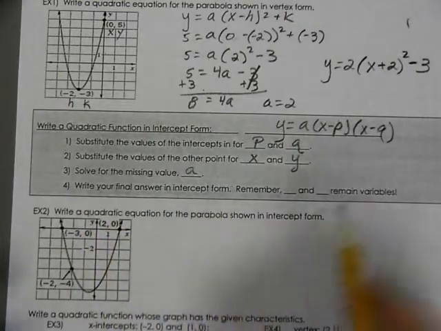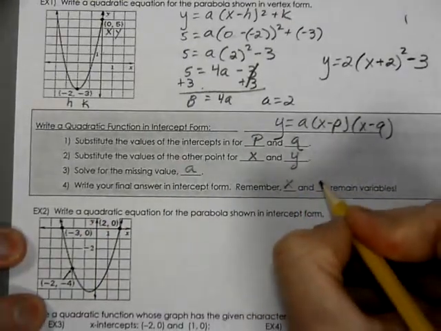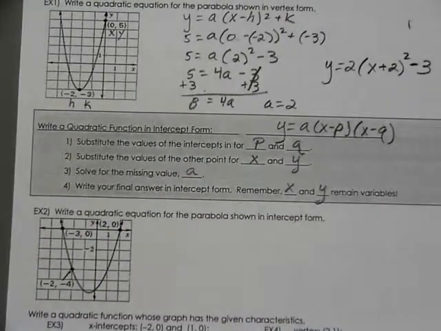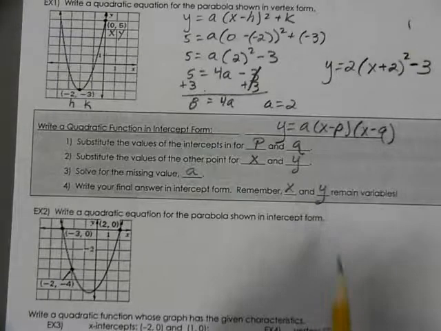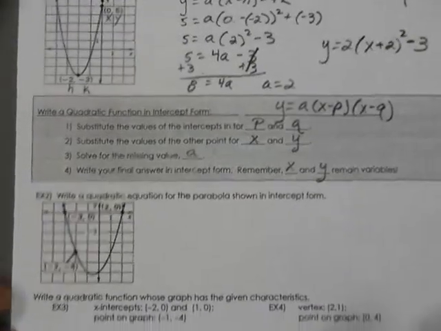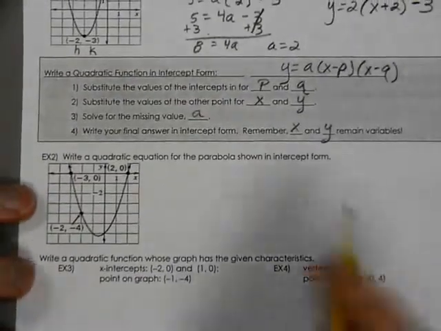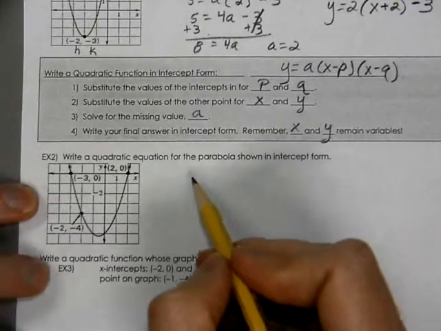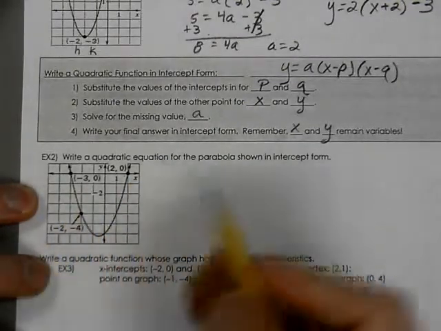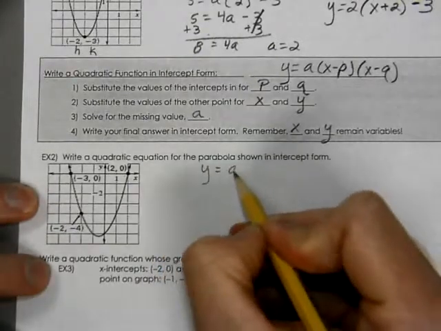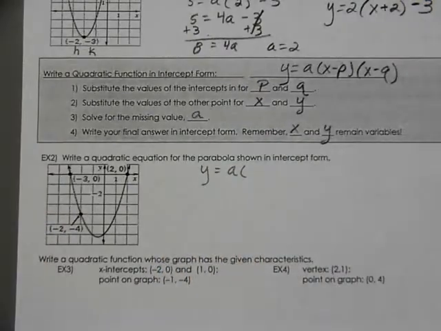When you write your own equation, you need to be sure to remember to use an x and a y as variables. Don't plug numbers in for those for your final equation. So we notice that we don't have a vertex, so we're not going to use vertex form. We're going to use intercept form.